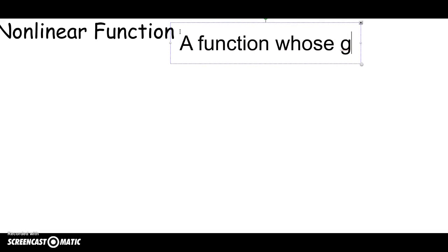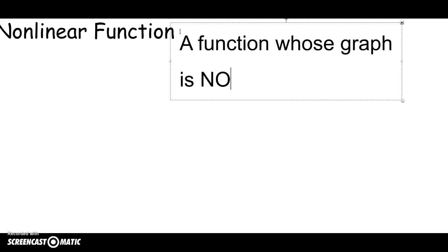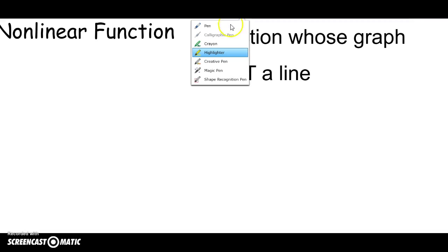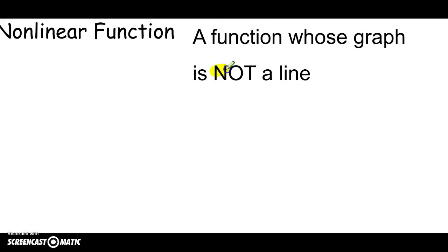So a nonlinear function is pretty much the same thing, only it's going to be a function whose graph is not a line. So let's go ahead and write that in our notes. It's a function whose graph is not, making sure we remember it is not a line. So what does it exactly look like if it's not a line?